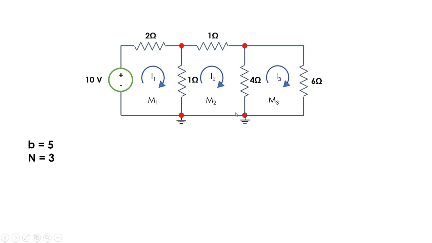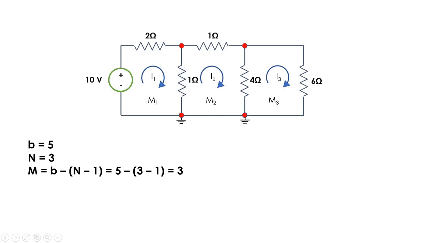This is one node, the second node, and both of these nodes are the reference node, so I'm considering it as one. So one, two, and three. So B is 5, N is 3. We can calculate the value of M, which is going to come out as 3.